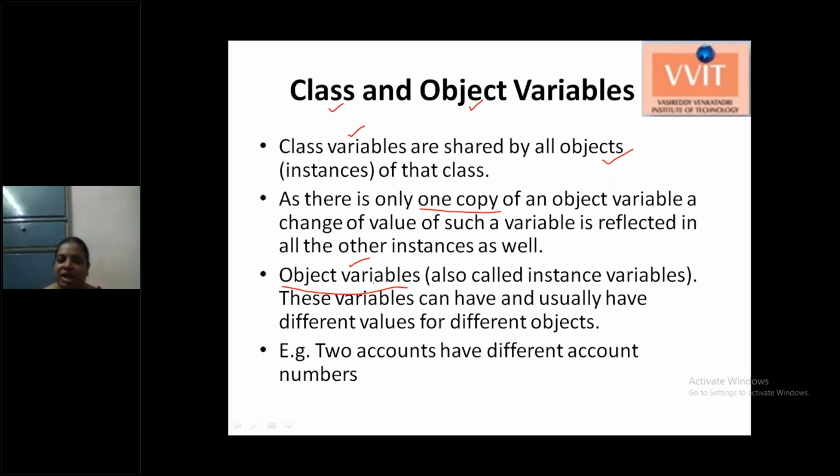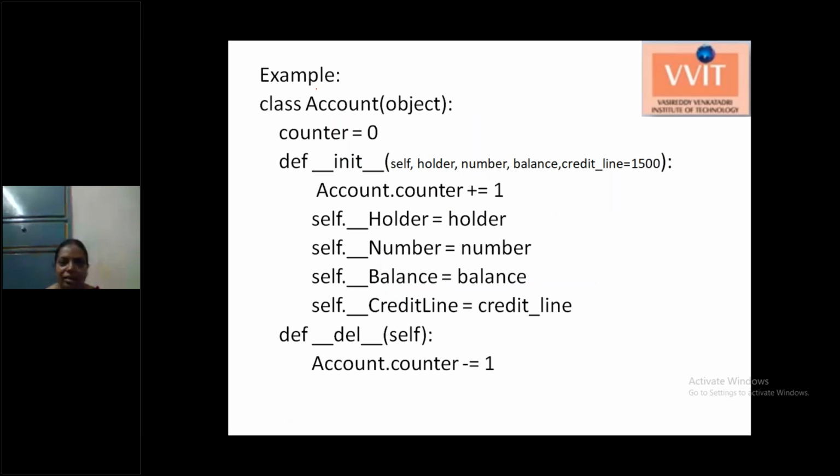If you are trying to access with another object, it gets different values, but it doesn't show the previous object's variable values. Now we'll see how to declare them. Here I have a variable, counter equals 0. This is declared at the class level, and within the constructor I'm declaring some other variables.